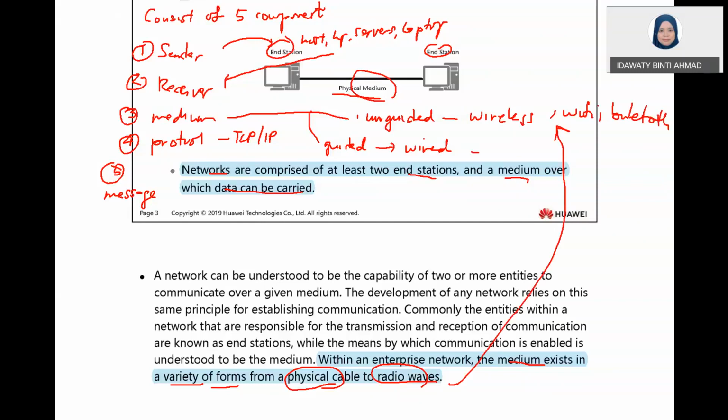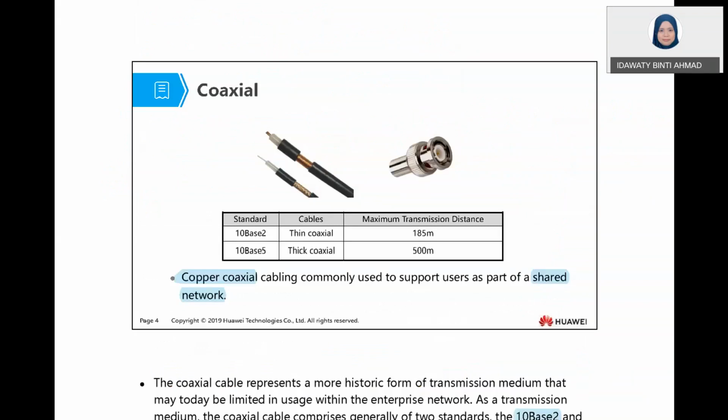For wired, you can have Ethernet, PPP, guided medium. So basically the medium can be guided or unguided. Guided means wired, unguided means wireless. That was mentioned in the slides when you learned the data communication course.